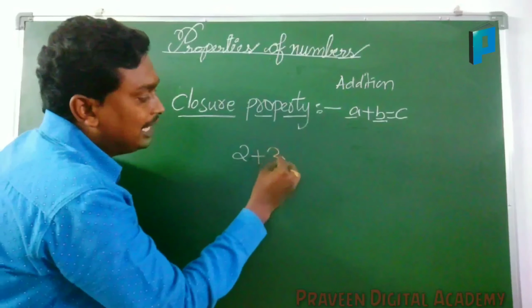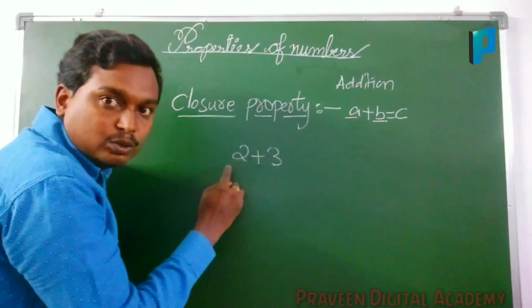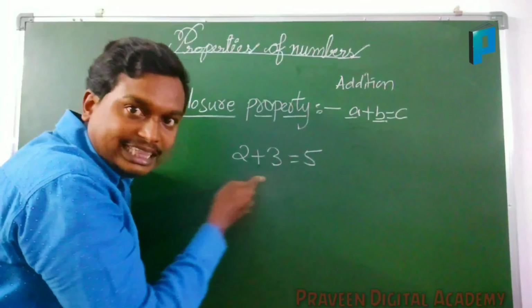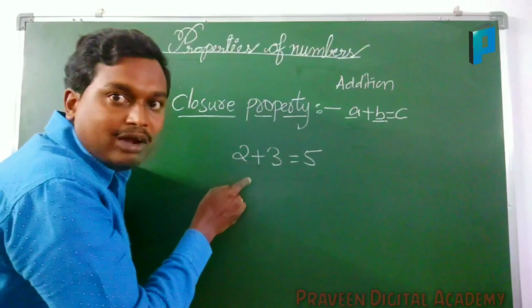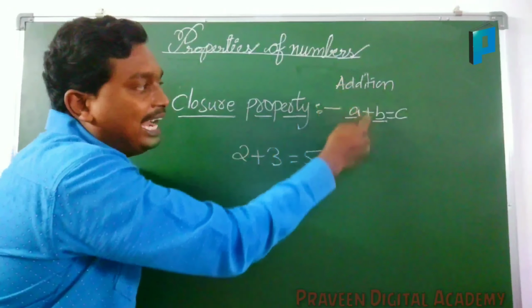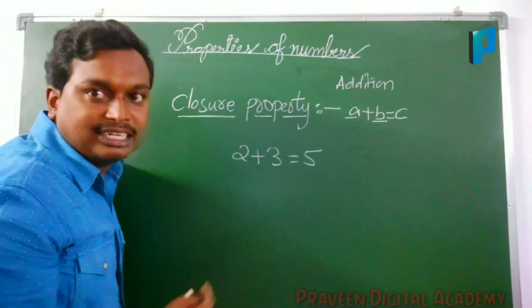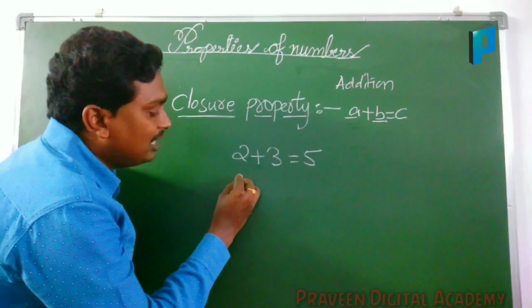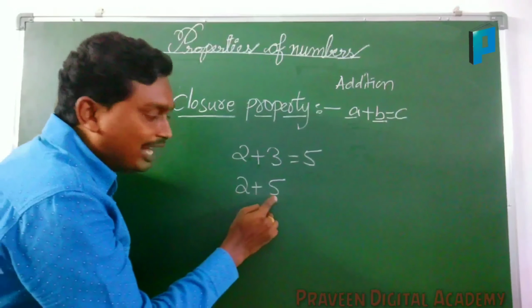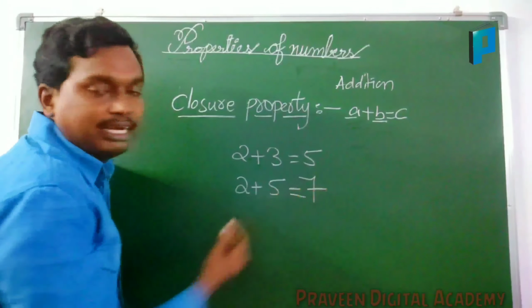2 plus 3. 2 is one number, 3 is one number. If you are adding two different numbers you will get one more number. Wherever you have this kind of property, that is called a closure property under addition. Why? Because we are having plus here. I will give you one more example to understand very clearly. If you are having 2 plus 5, 2 is one number, 5 is one number. If you add these two, you will get 7.